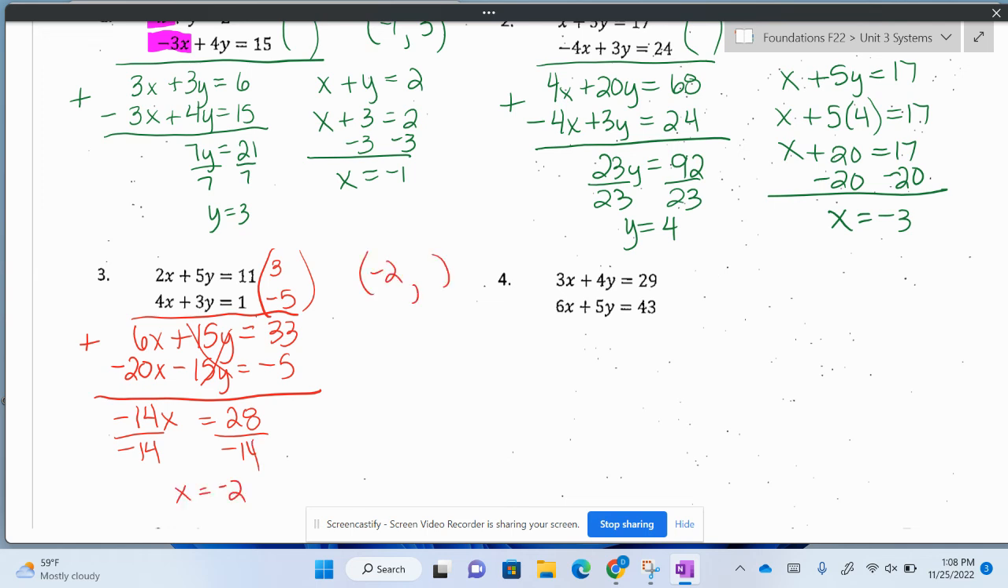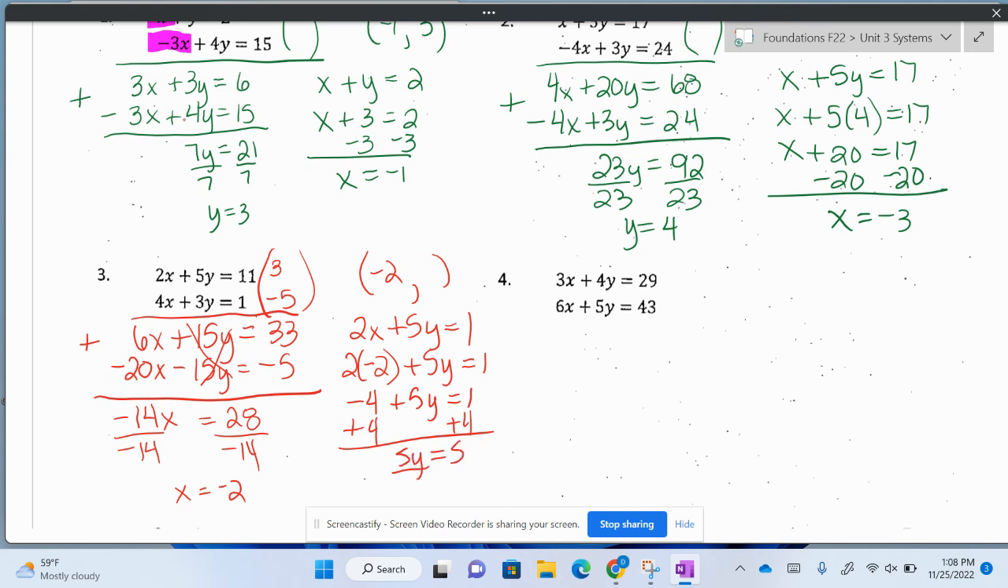Now I need to take that and plug that back into one of the original equations. I'm going to plug it into the first one. So 2, instead of using x, times negative 2, plus 5y equals 1. Well, 2 times negative 2 is negative 4, plus 5y equals 1. I am going to add 4 to both sides. So 5y equals 5. Divide both sides by 5, and I determine that y equals 1.